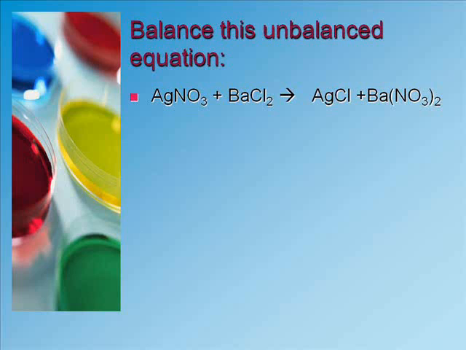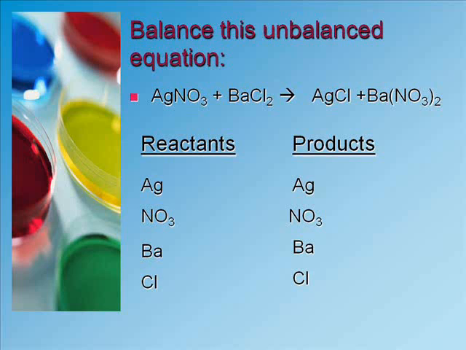Let's create our tally underneath this reaction. On the reactant side, I have silver atoms, I have nitrate ions, I have barium atoms, and I have chlorine atoms. I have the same items on the product side. Before I balance this reaction, I have 1 silver on the left, 1 nitrate on the left, 1 barium on the left, and 2 chlorines on the left. On the product side, I have 1 silver, I have 2 nitrates, I have 1 barium, and I have 1 chlorine. This reaction is not balanced.